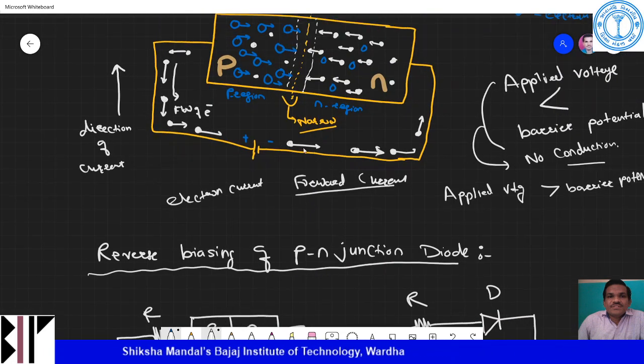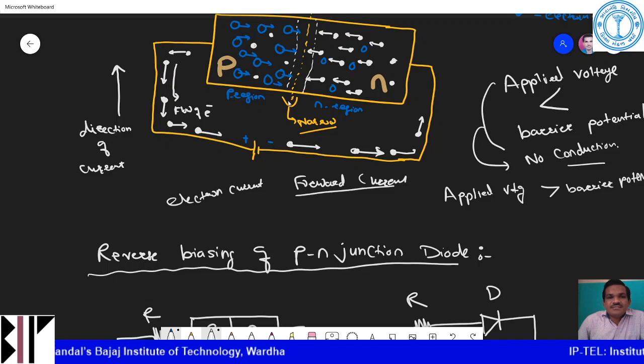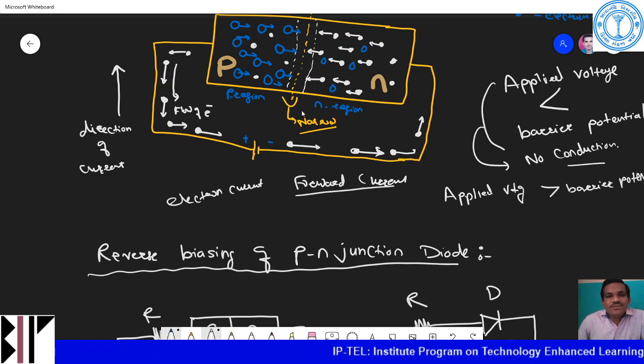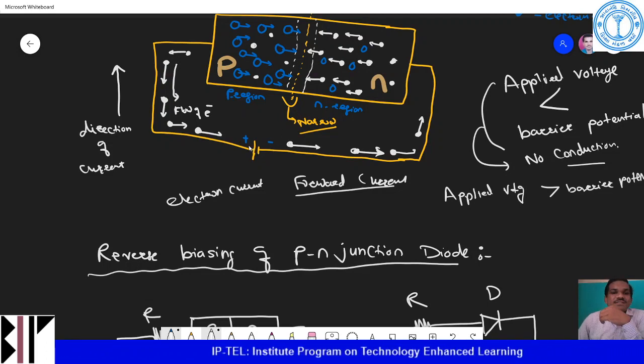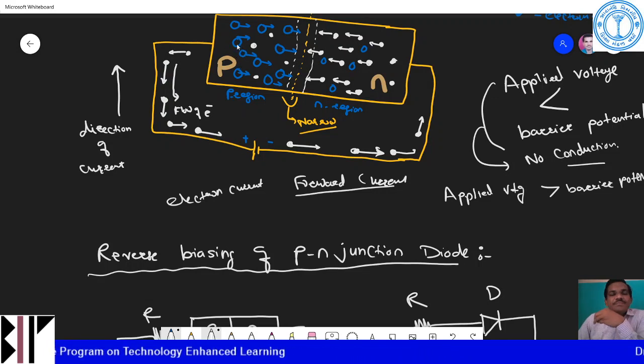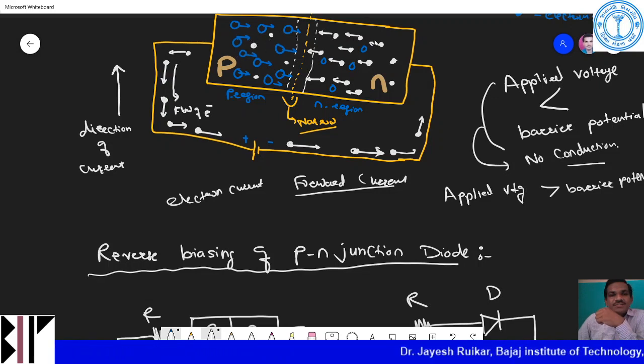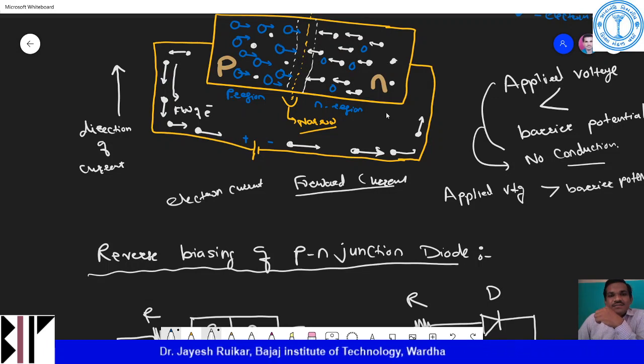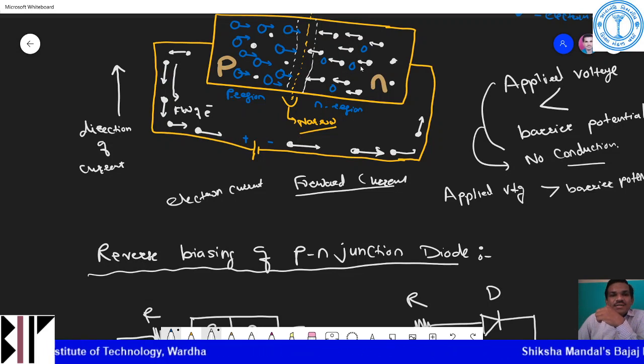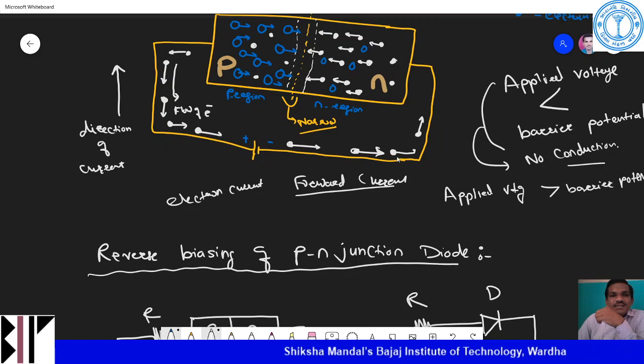In forward biasing, you can see that there is narrowing of the depletion region. This is the depletion region, and it is narrow because of forward biasing. The positive terminal of the battery repels the holes in the P region, and they start crossing this junction and move towards the negative direction, whereas the electrons in the N region are repelled by the negative polarity, cross the junction from N to P, and then start moving around.